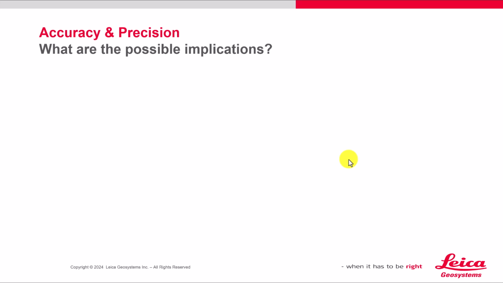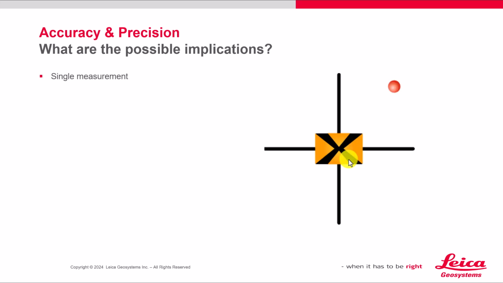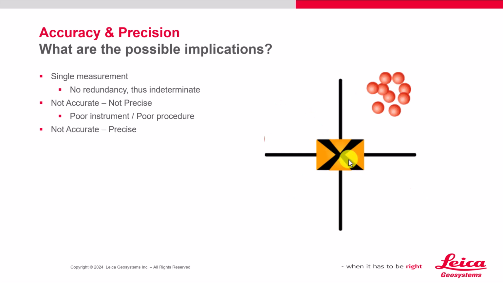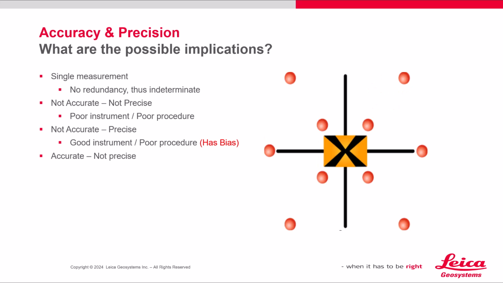And so what are the possible implications? A single measurement could be completely wrong. We have no idea without redundancy. No redundancy, that's indeterminate. Not accurate, not precise, means a poor instrument and poor procedure. Not accurate but precise, it's an interesting situation because they're close together, but they have a bias between there and the target. Means a good instrument, poor procedure, has bias.